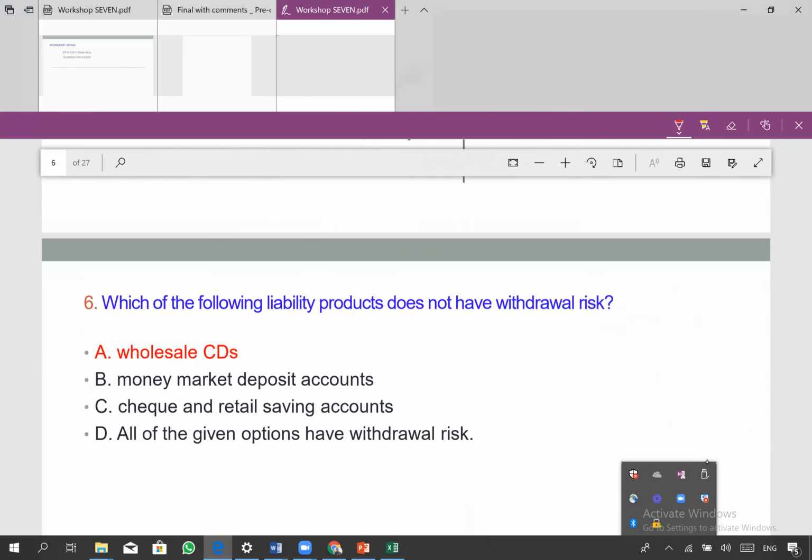Which of the following liability products does not have withdrawal risk? My friends, in the book you may find something different, but actually it's CDs, this is the answer. This one can be withdrawn. In the book, some of the resources say otherwise, but actually CDs, especially whole CDs, you issue for 1 year.